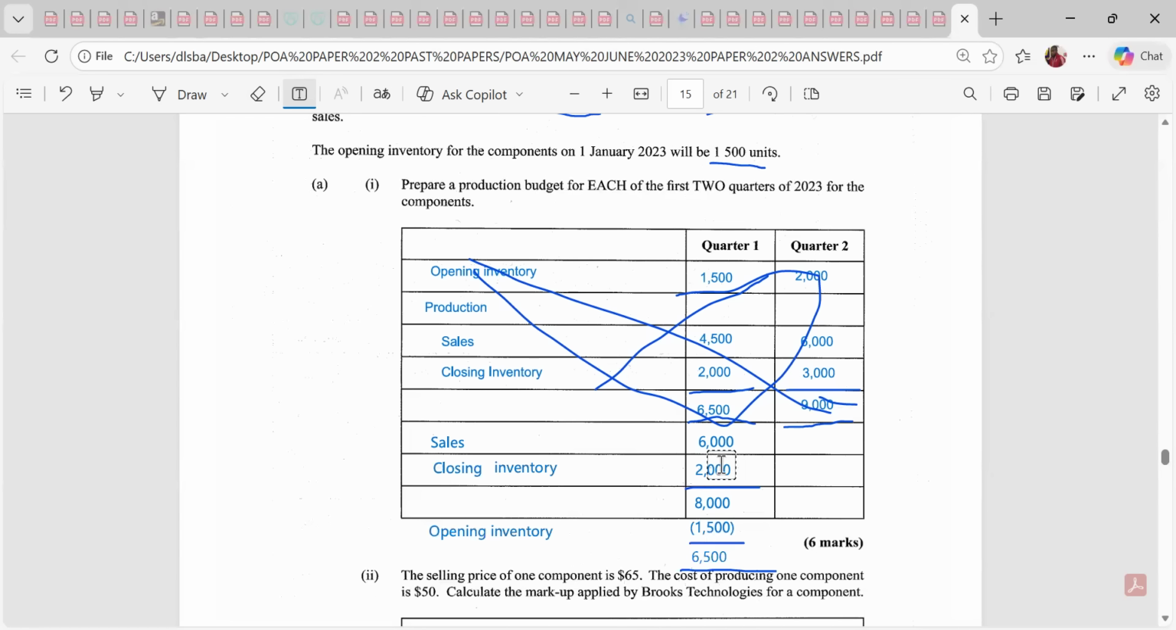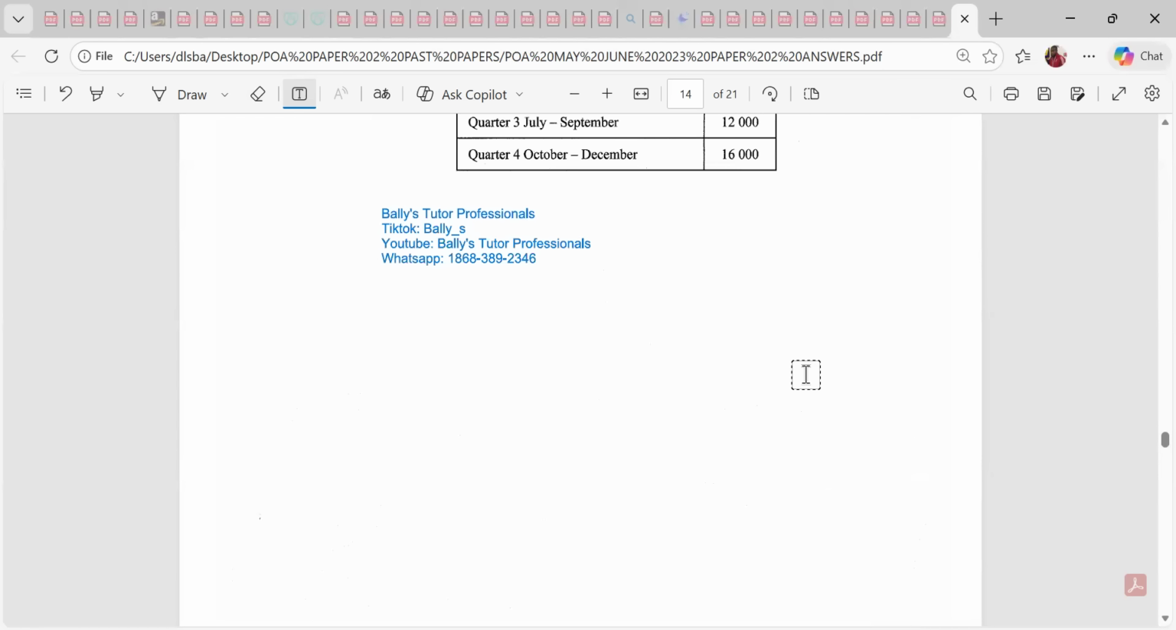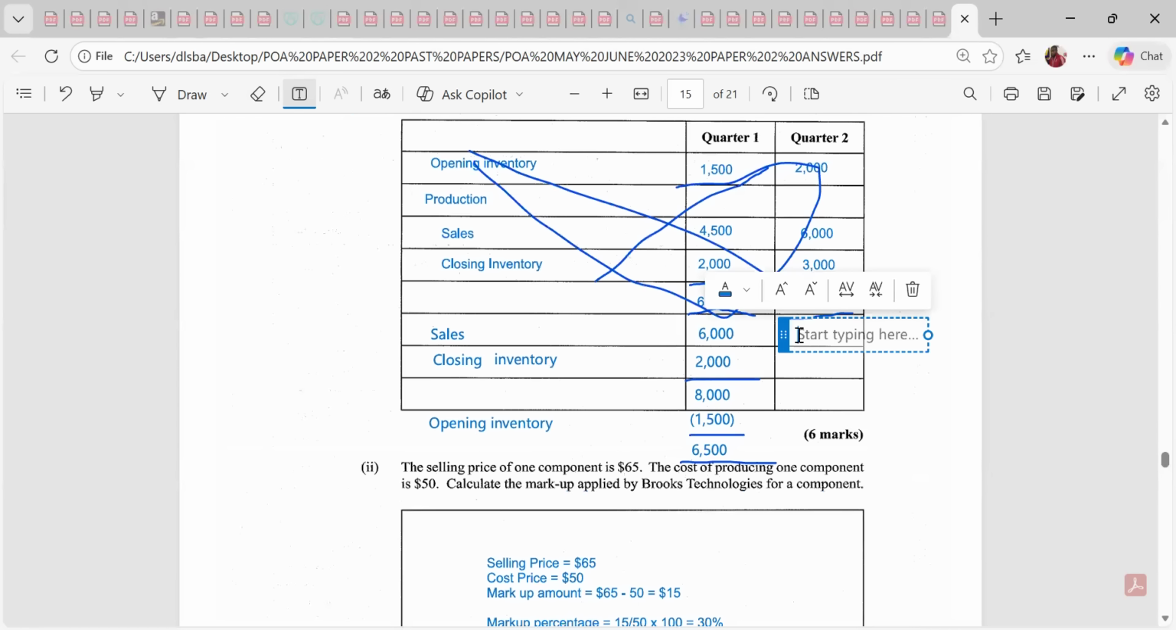So I calculated the total I need, and I subtracted how much I already had from it to get how much I need to produce. Let's look at quarter two. Quarter two sales is 8,000. So I have to have 8,000 for my sales.